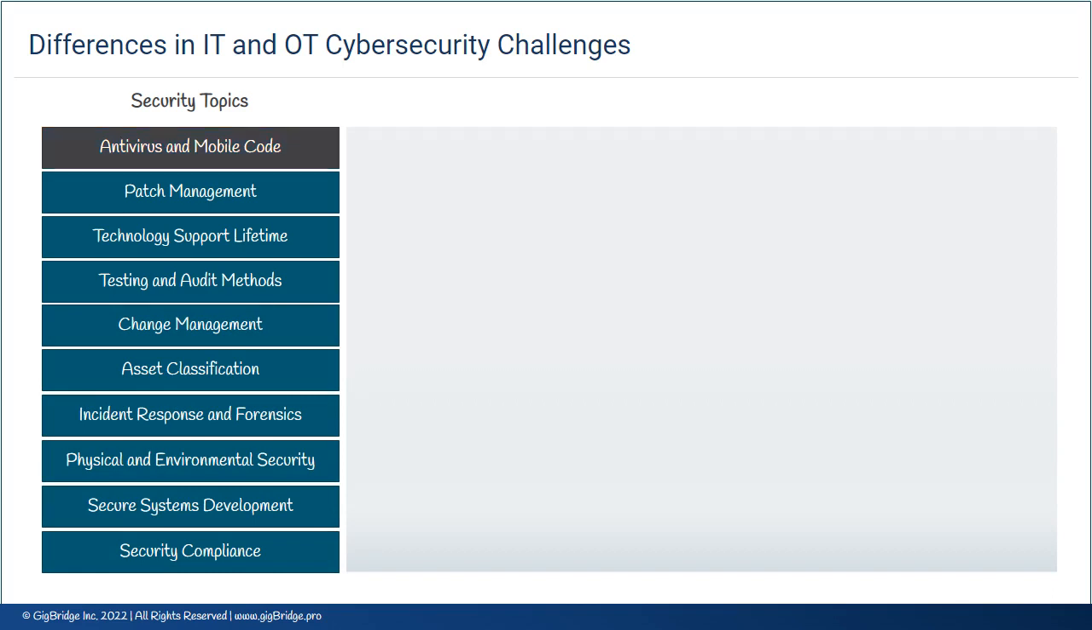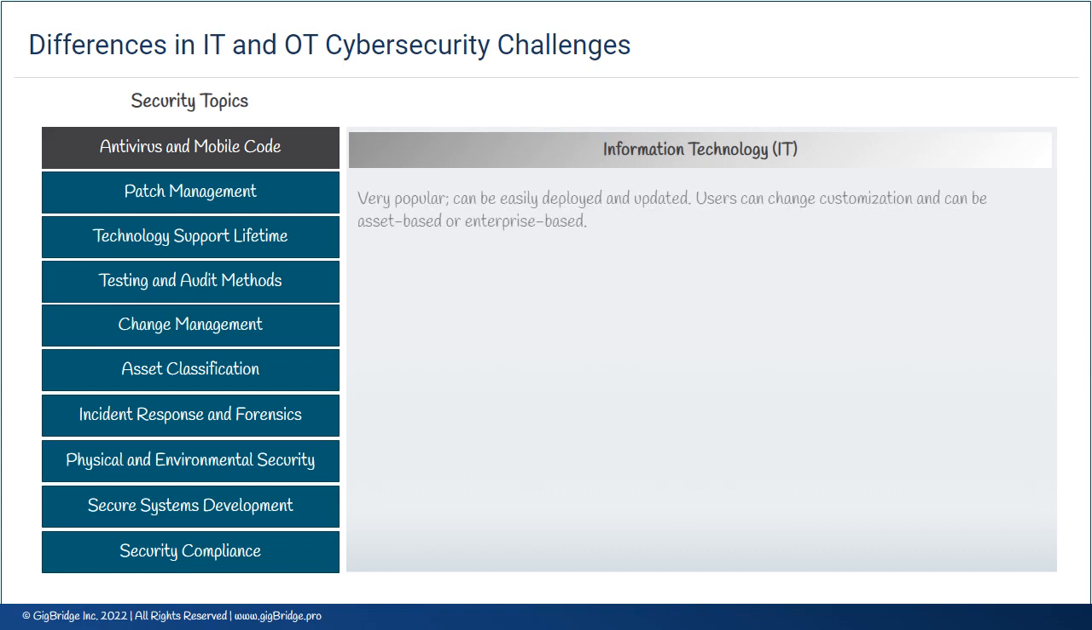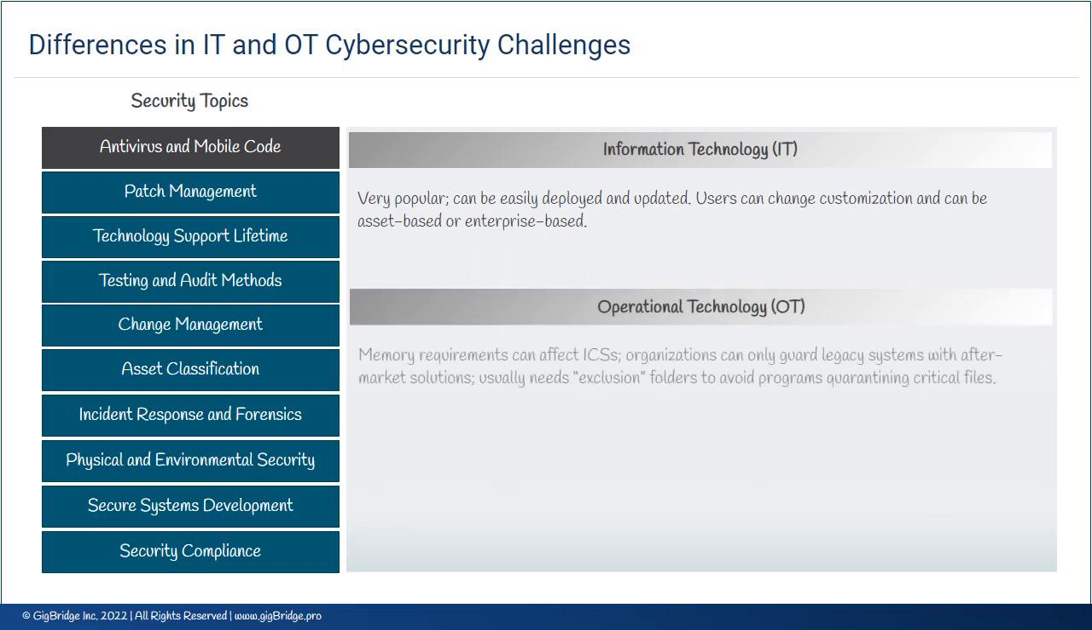Antivirus and mobile code. Information technology, IT: very popular, can be easily deployed and updated. Users can change customization, and it can be asset-based or enterprise-based. Operational technology, OT: memory requirements can affect ICSs. Organizations can only guard legacy systems with aftermarket solutions, which usually need exclusion folders to avoid programs quarantining critical files.